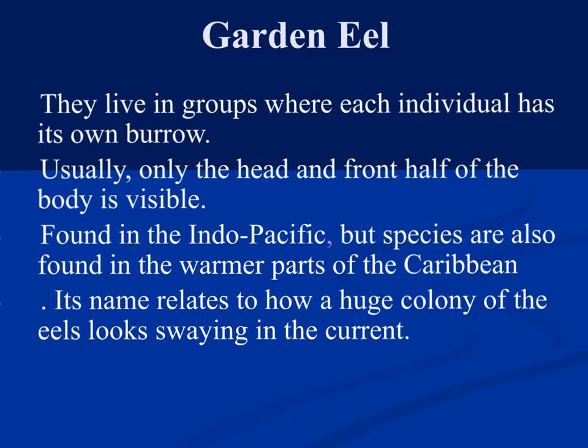And here's just some of that information that I just told you about the garden eel. They live in groups, but they each have their own burrow. Only the head and front half of the body sticks out. It's found in the warm waters, the Caribbean, the Indo-Pacific Ocean. And again, it sways with the current, using those eyes, very poor sense of smell, catches the plankton in the water.